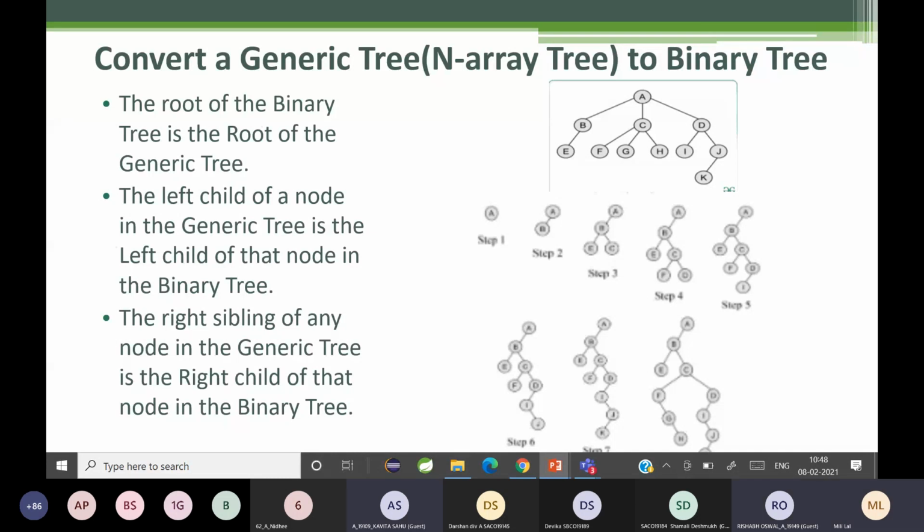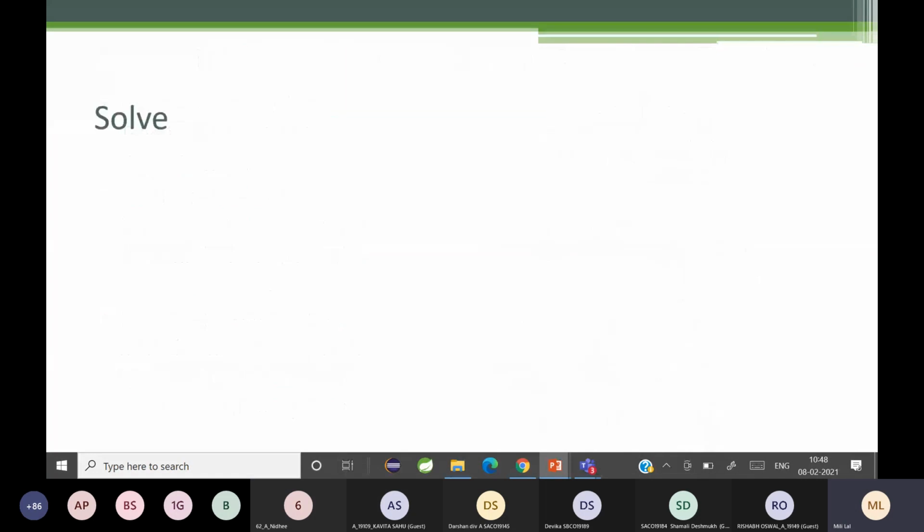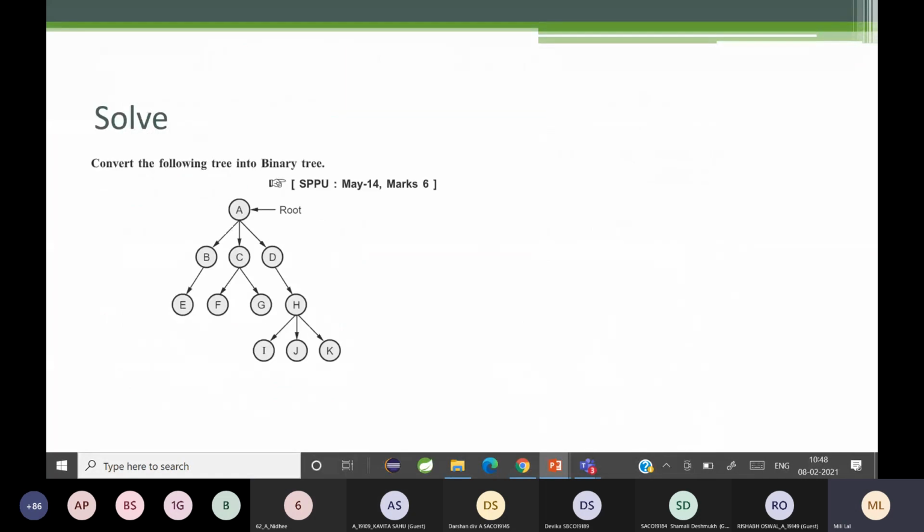Yes, ma'am. Everybody? Okay. Now come, you're going to solve this and tell me the answer for this. Do it fast. Everybody take a piece of paper. Do it and solve it and tell me how it will be. This is a generic tree. You have to convert it to a binary tree. Do it fast.